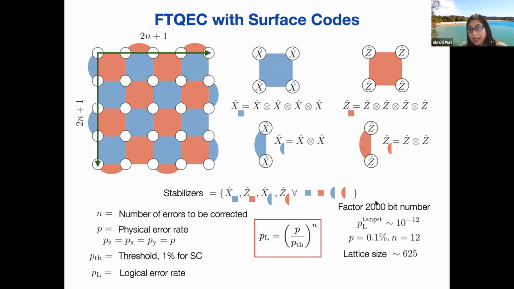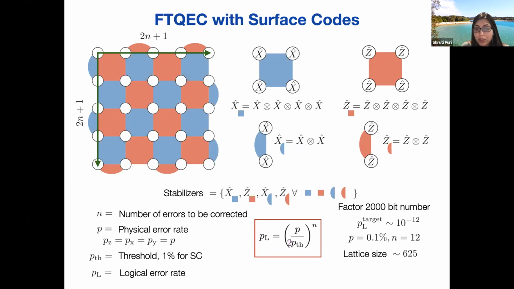So say if you want to factor a 2000-bit number, then you're looking at target logical error rates of about 10 to the -12. So if p, the physical error rate in your lattice, is about 0.1%, then you can put the numbers in this formula and extract that you need n of about 12, which means you need a lattice of about 625 data qubits.